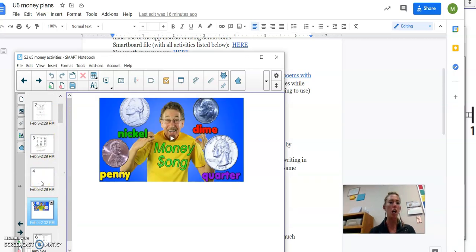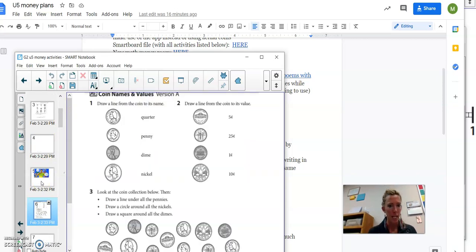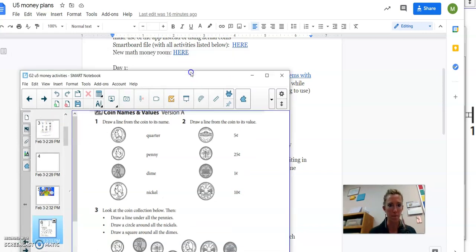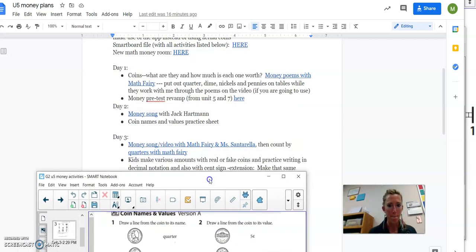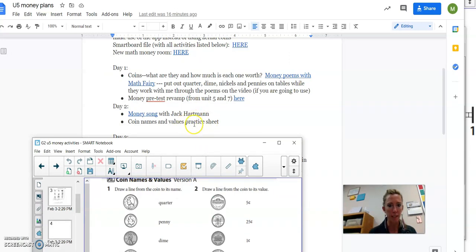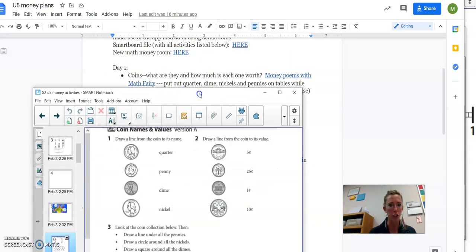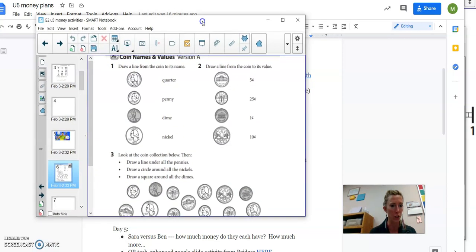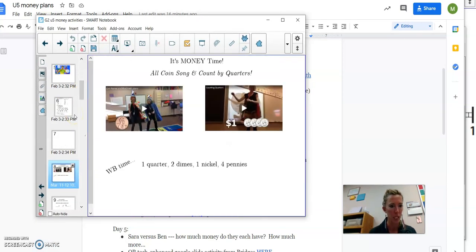Then you go into Jack Hartman's song with money. And then there's a practice page. This is from Bridges Intervention, which I liked some of their practice pages, so I've incorporated that in here. The practice sheets, I need to link that up. I'm just noticing, but those will be in your notes if you want to use them, okay?